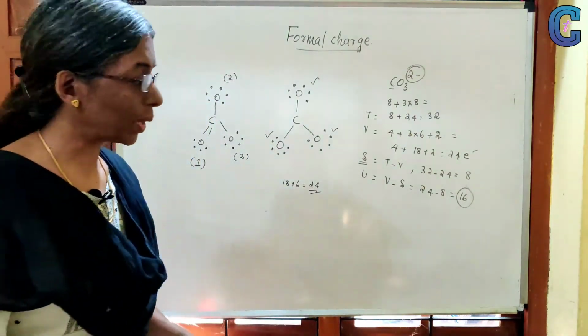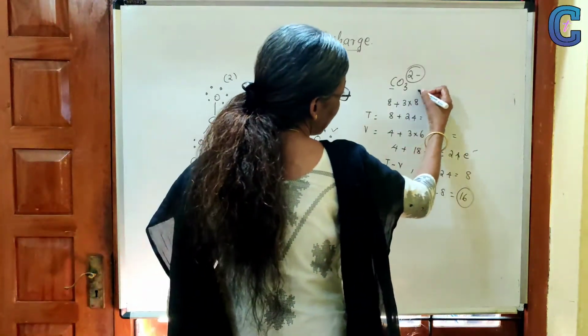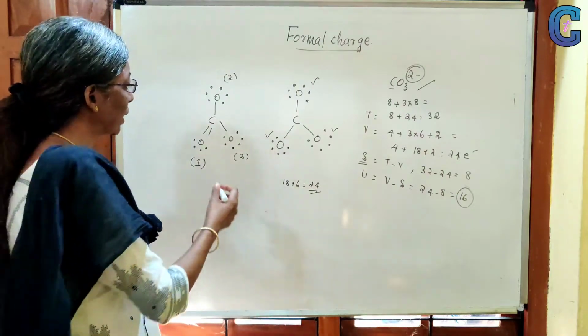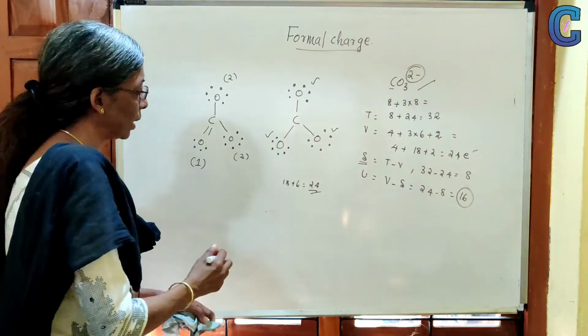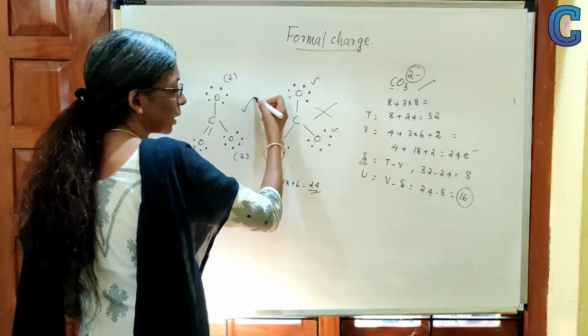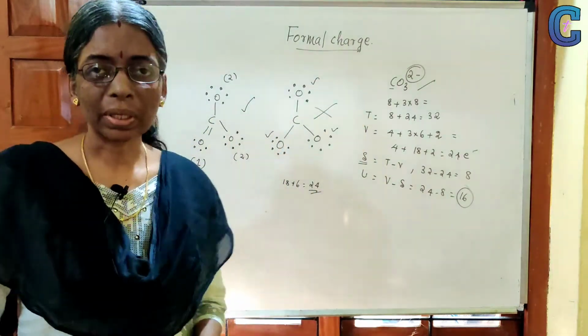So according to what we saw in the second video, in the same way we can give the electron dot structure for the carbonate ion. So this is not applicable, a wrong structure. This is the correct structure. I think you understood this one.